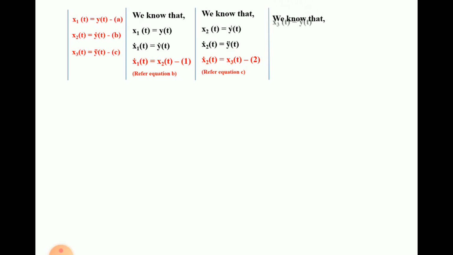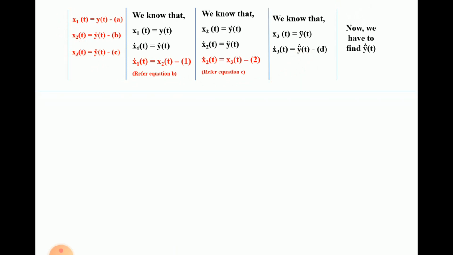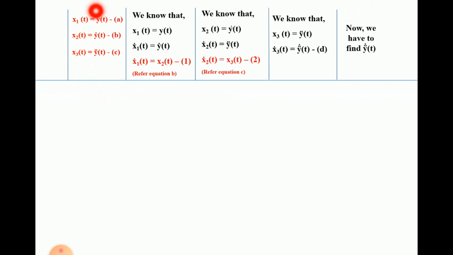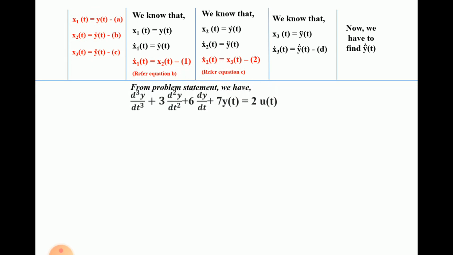Similarly we know that x3 of t is y double dot of t. Again if you differentiate x3 of t, you will get x3 dot of t is equal to differentiation of y double dot of t with respect to t will give you y triple dot of t. But here we do not have any relationship which connects y triple dot of t with any of the state variable. So now we have to find y triple dot of t and express that in the form of state variable and input. For that we will consider our problem statement.